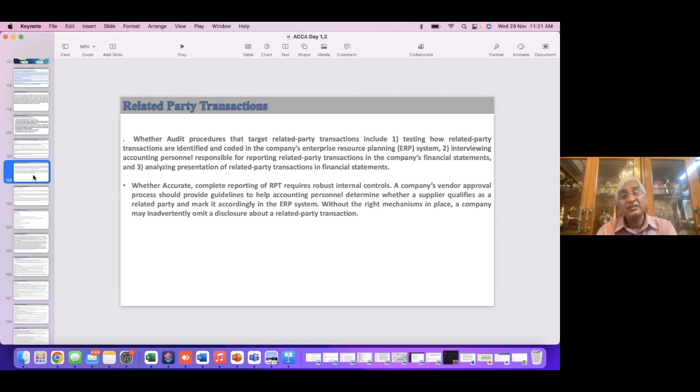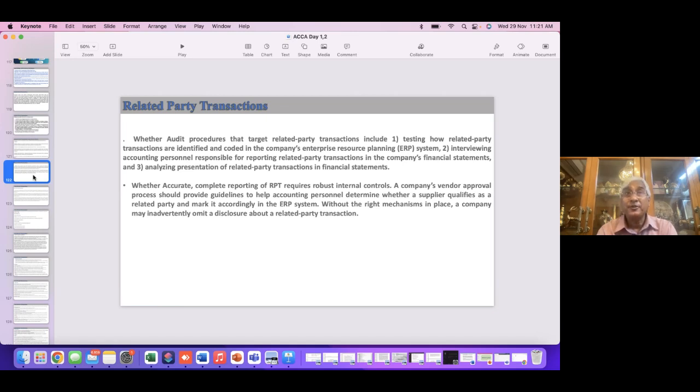So in the transactions, if it's a purchase transaction, the purchases must be made at arm's length pricing, and the entire transaction process must follow the legal compliances. And thirdly, analyzing the presentation of related party transactions in financial statements. Transactions are not barred, as I mentioned a number of times today. The only thing is that the transaction must comply with certain rules and regulations and with proper disclosure. So analyzing the presentation of related party transactions in financial statements is an important task of the accounting team and also the company management.